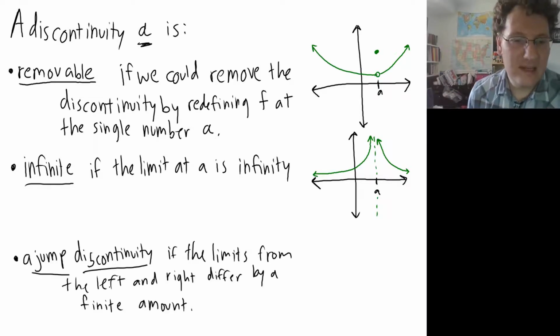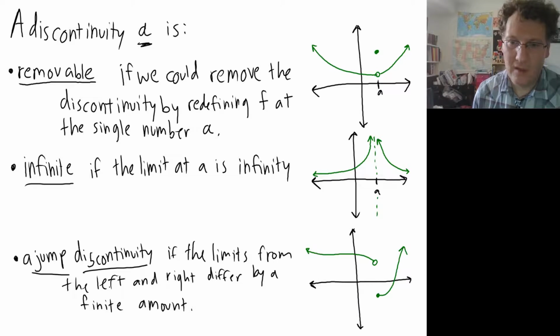And the discontinuity is a jump discontinuity if the limits from the left and the right differ by a finite amount. It could look something like that, where at the value a, there's this jump that couldn't be removed by redefining the function just at that one point. You'd have to redefine it over an interval in order to connect those lines. So that's called a jump discontinuity.